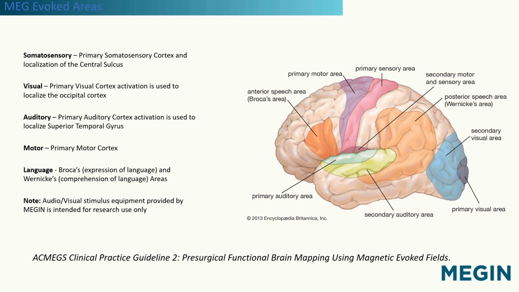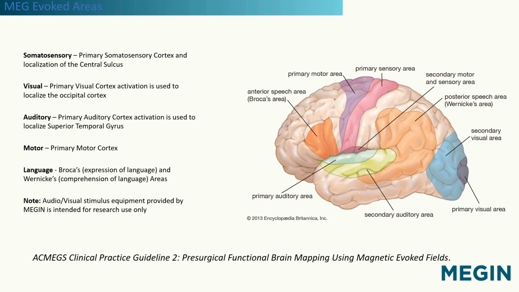The ACMEGS Clinical Practice Guideline 2, Pre-Surgical Functional Brain Mapping Using Magnetic Evoked Fields, describes how MEG can be used to measure and localize magnetically evoked fields of the somatosensory, visual, auditory, language and motor areas of the brain. The approach is to stimulate the target brain system repeatedly with relevant stimuli, then perform time-locked averaging of trials to improve the signal-to-noise ratio, SNR, by averaging out background activity.